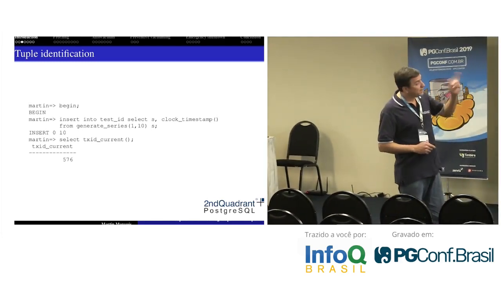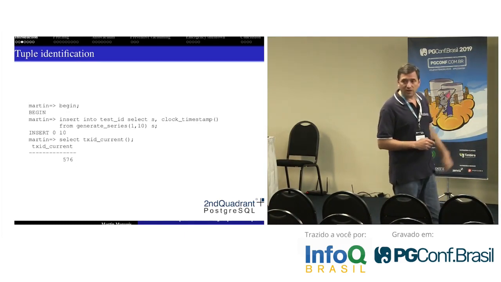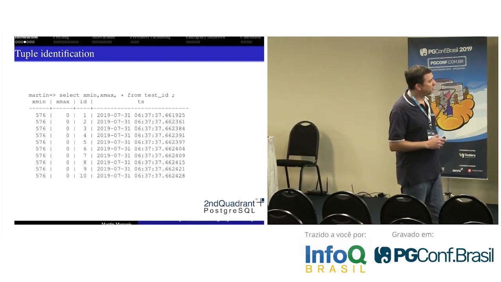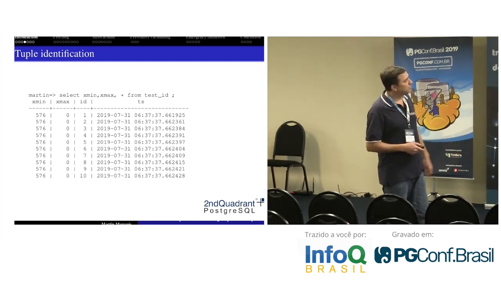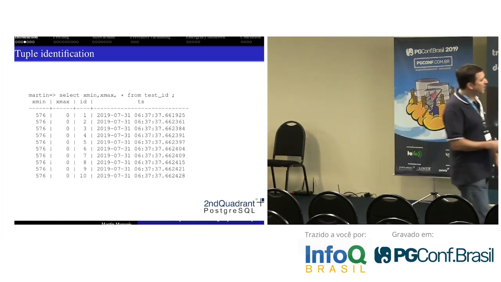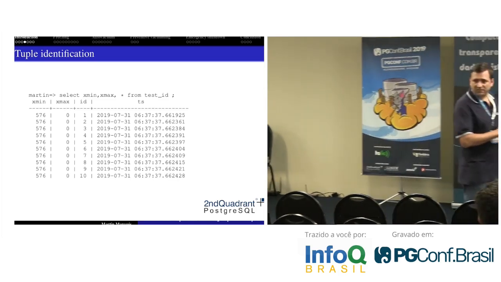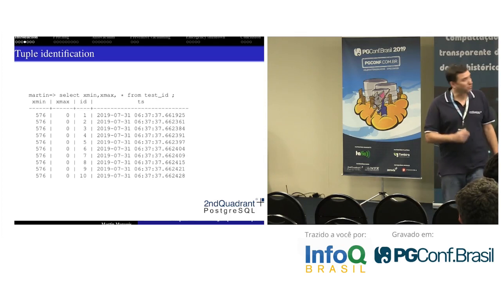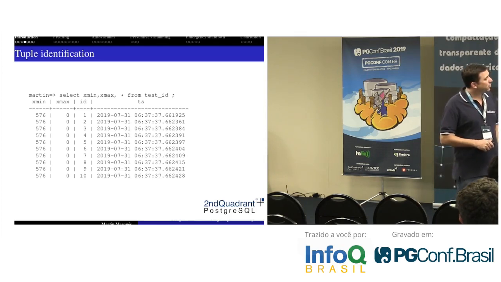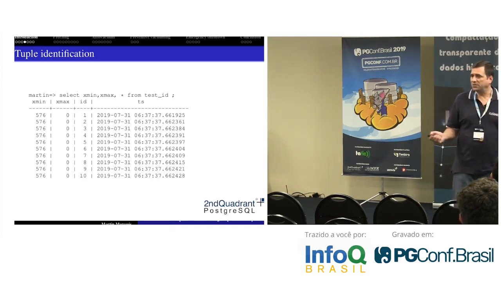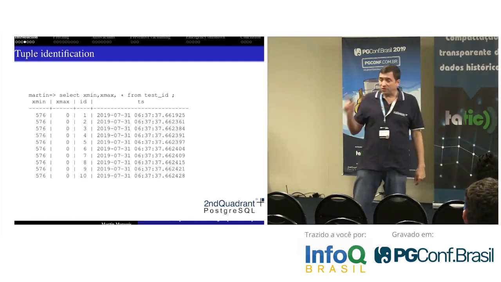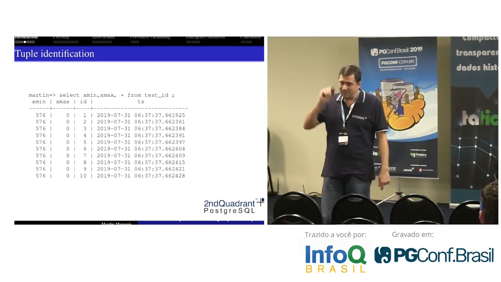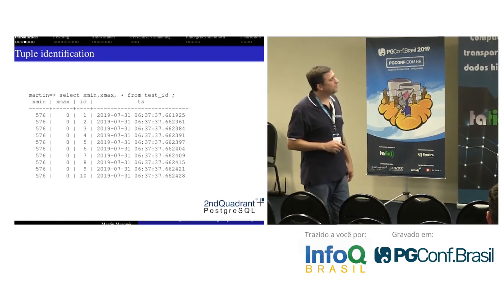But we can actually select those special hidden columns. You know, we can say select xmin, xmax, and the rest of the columns of the table, and you will see the 576 that inserted the rows, and you'll see a 0 in xmax because it hasn't been deleted. But we don't see if it's committed or not. Those are tuple headers.